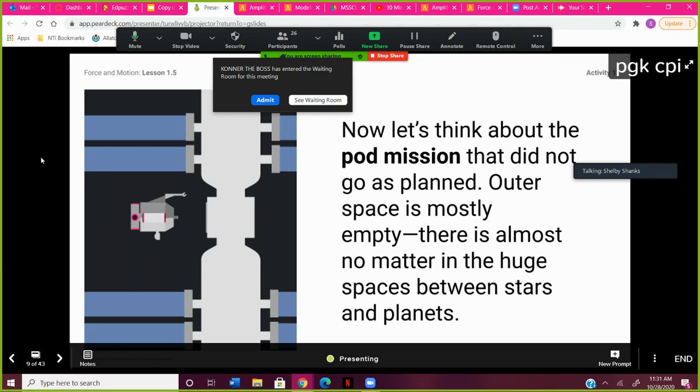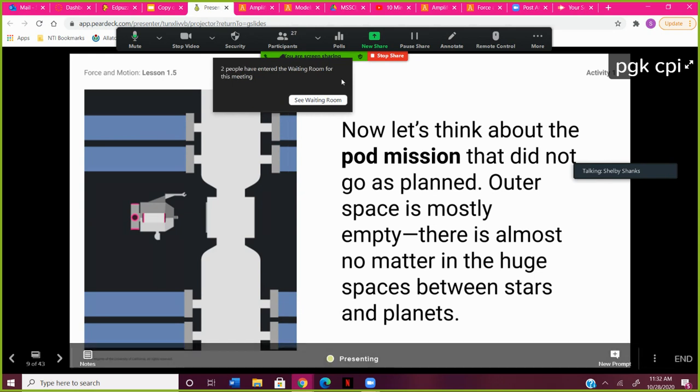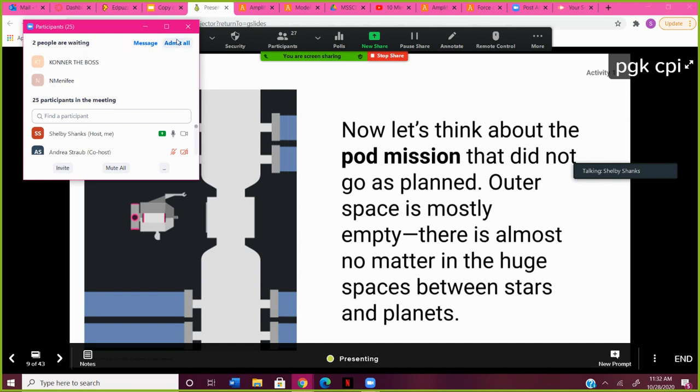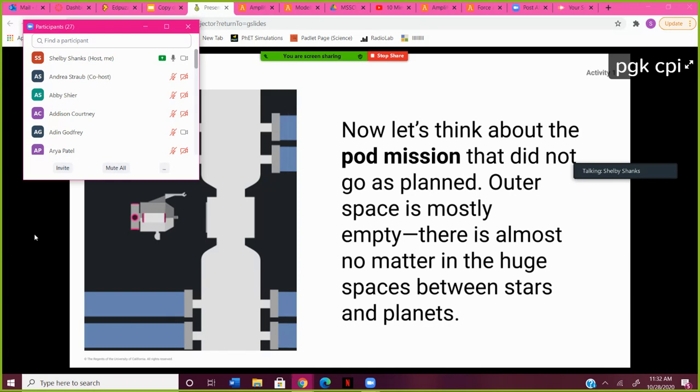All right, so now we need to come back to this pod mission. And so this is kind of tying into what friction is, or a little bit about friction. And so we need to think about the pod mission because that is what this whole unit is about. And so outer space is mostly empty. So there's almost no matter in the huge space between stars and planets. Okay, that means there's no friction at all in outer space.